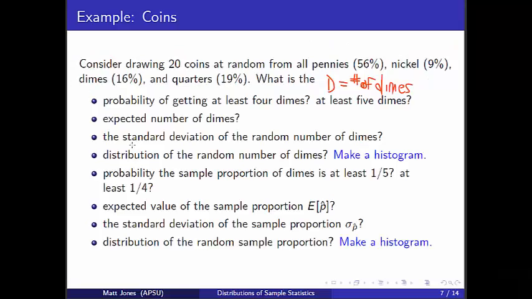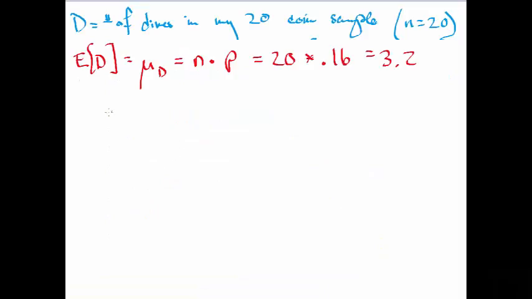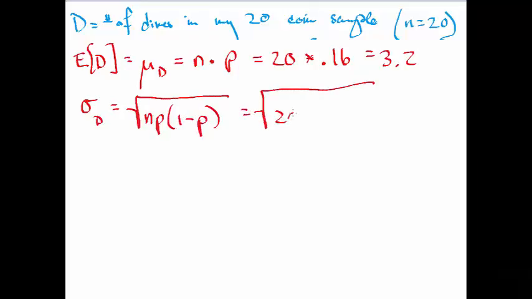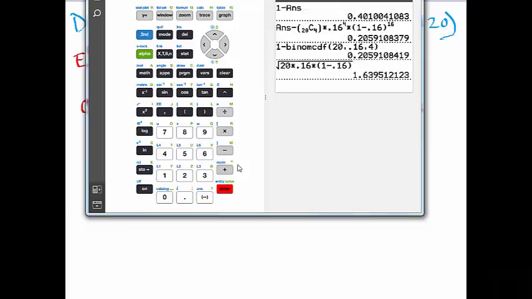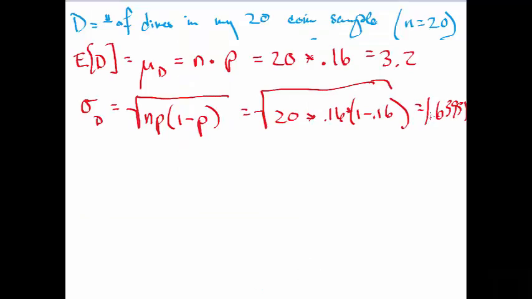What is the standard deviation of the number of dimes? Okay, again, this is easy to work out because D is a binomial random variable. So the standard deviation of D, if you remember, the formula is just the square root of n times p times 1 minus p. So that's going to be the square root of 20 times 0.16 times 1 minus 0.16, and I'll pull out my calculator for that. Get the square root of 20 times 0.16 times 1 minus 0.16 to get 1.63951 approximately. I've rounded there a little bit.